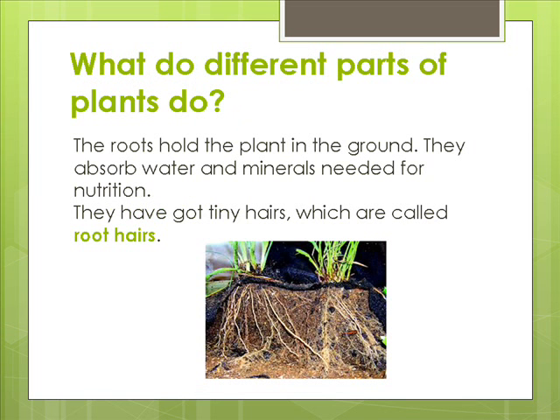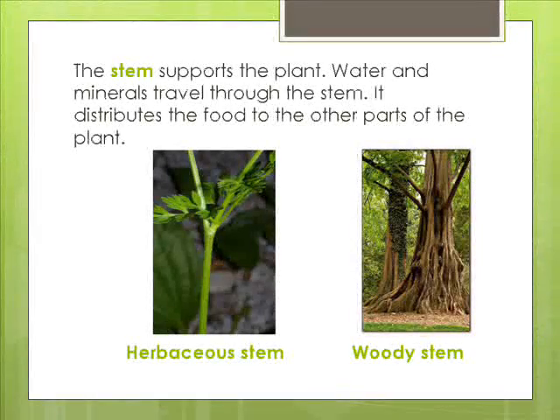What do different parts of plants do? The roots hold the plant in the ground. They absorb water and minerals needed for nutrition. They have got tiny hairs, which are called root hairs. The stem supports the plant. Water and minerals travel through the stem. It distributes the food to the other parts of the plant.